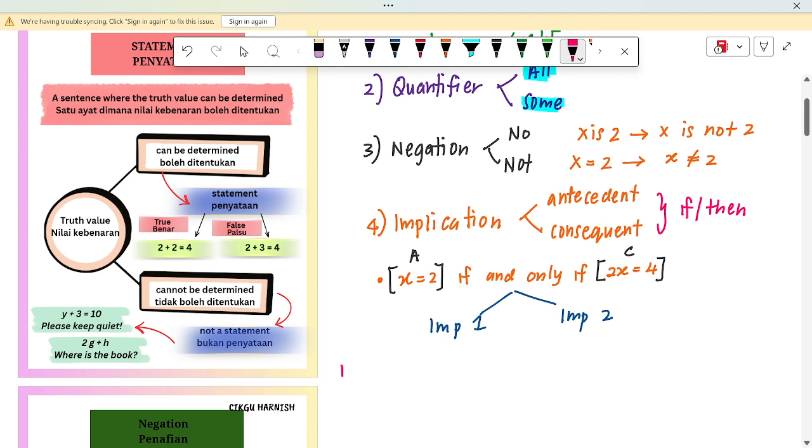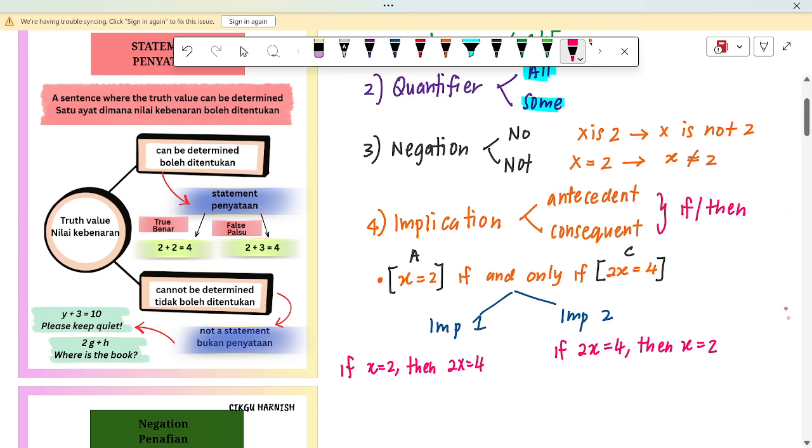The first implication: if your antecedent, which is x equals 2, then 2x equals 4. Implication 2, we are just going to flip them, with your consequent first: if 2x equals 4, then x equals 2. So remember, implication uses if and then, and you need to write 2. The first one is antecedent followed by consequent. For the second one, you just need to flip them.